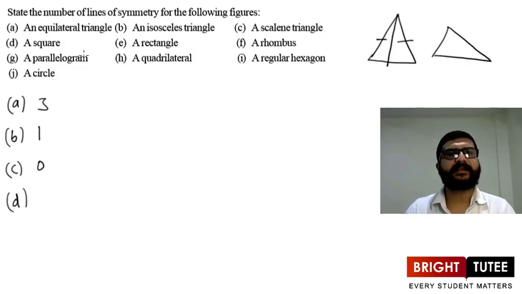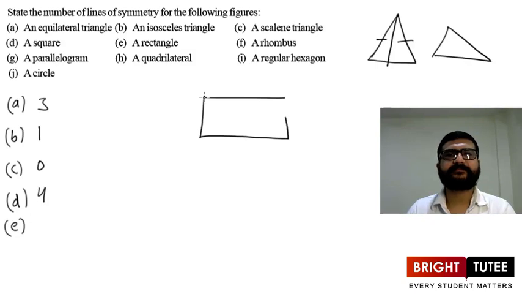And then the D part, it is a square. A square, we know, is a regular 4-sided polygon. So there will be 4 lines of symmetry. And then E part, it is a rectangle. Now let's suppose we are having a rectangle like this. How many lines of symmetry can we draw? One can be like this and another can be like this. So we can have 2 lines of symmetry.